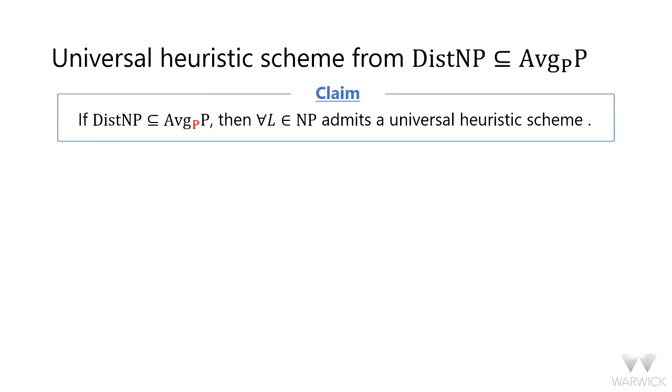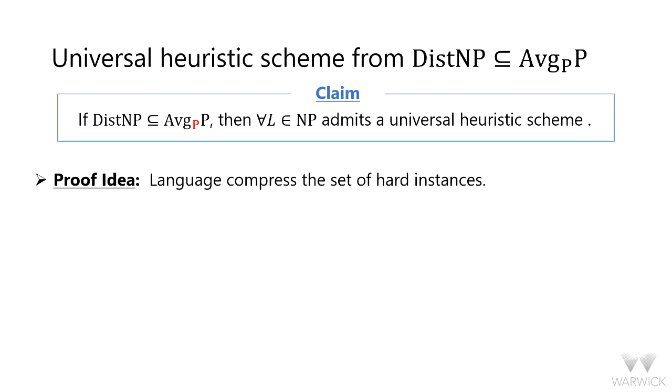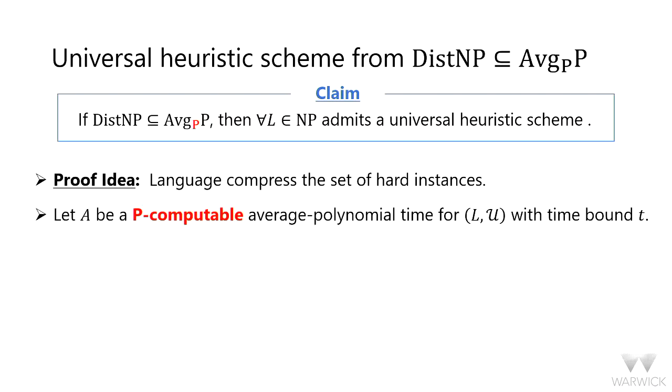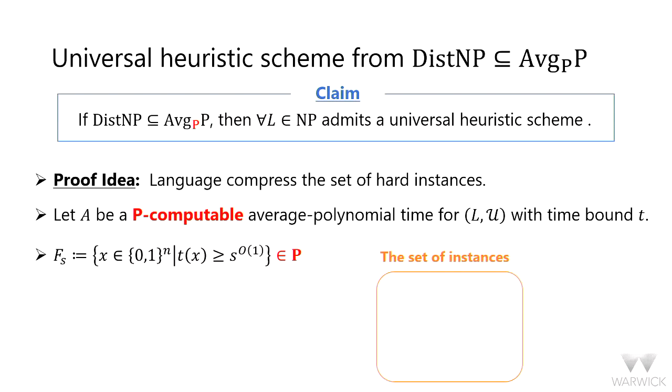So what I'm claiming is that if you have a P-computable average polynomial time algorithm, then you get a universal heuristic scheme. So the proof idea is quite simple. You have hard instances for which your algorithm takes super polynomial time, and you apply time-bounded language compression to the set of hard instances. So more formally, let A be a P-computable average polynomial time algorithm with time bound T. And let's consider the set of hard instances, which is denoted by F sub S.